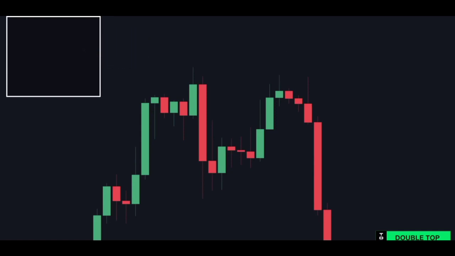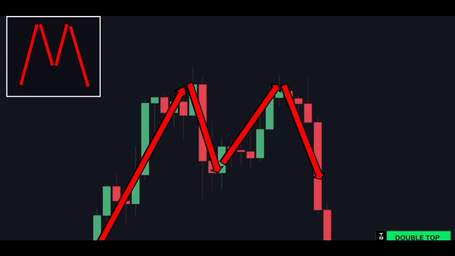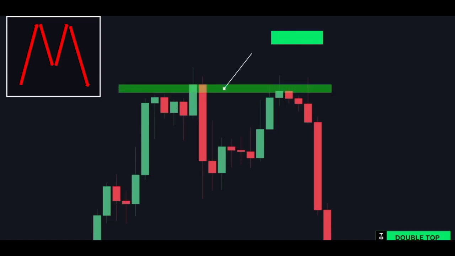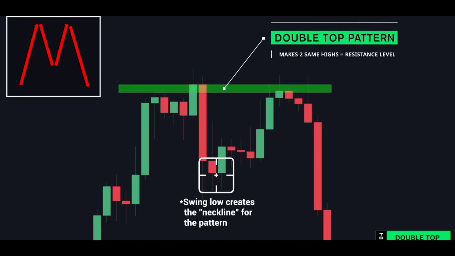So first, you have your moving uptrend. Price then makes two same highs. The tops essentially make a resistance level. The swing low here is what is called the neckline.